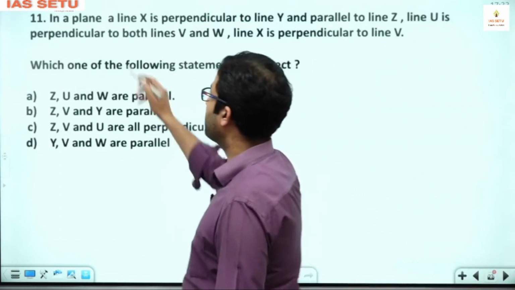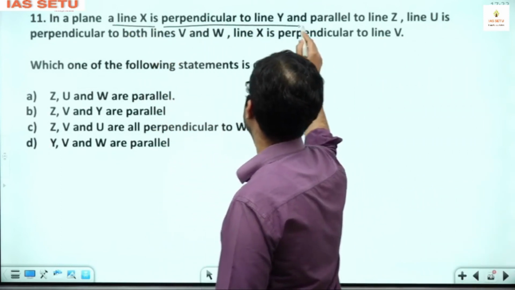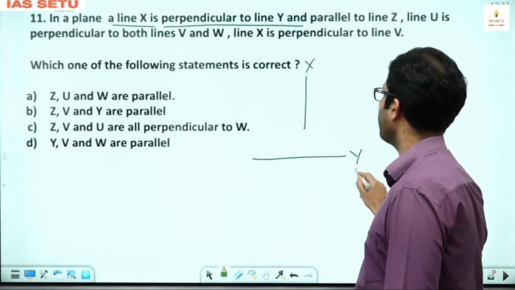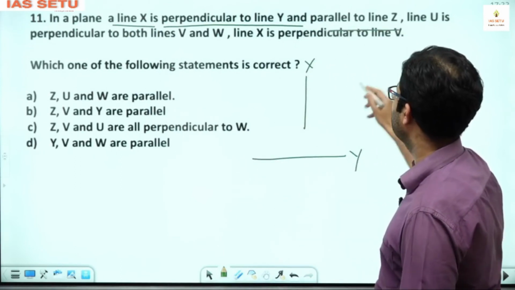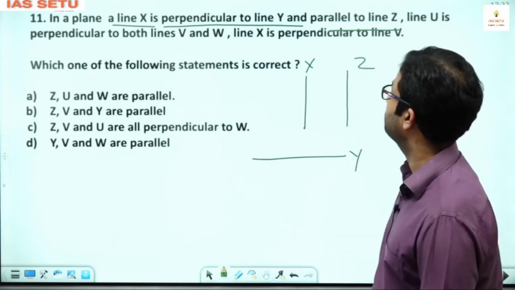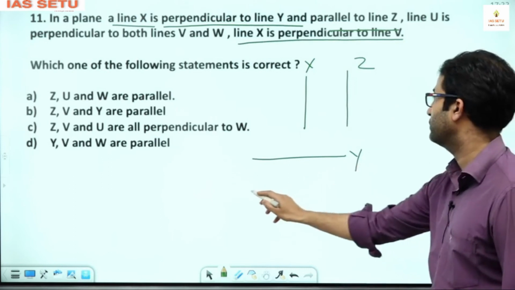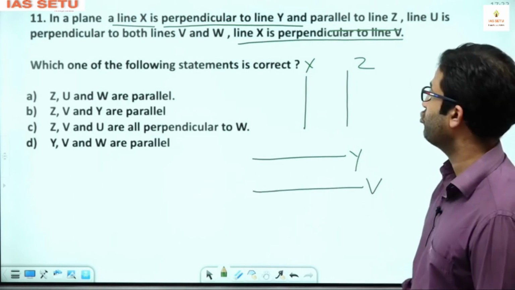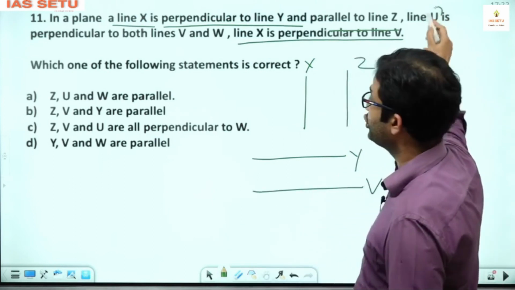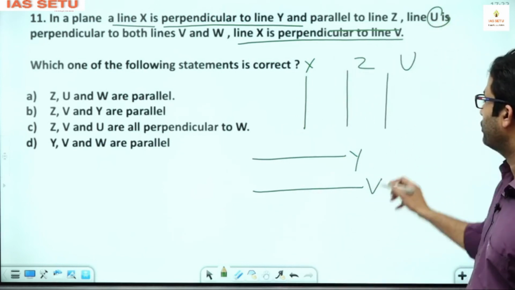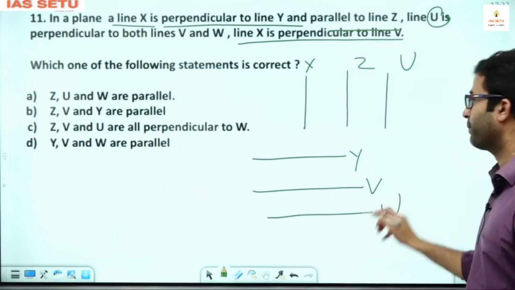Question number 11. In a plane, a line X is perpendicular to line Y. This is X, which is perpendicular to Y and parallel to Z. X is parallel to Z. Then line X is perpendicular to V also. X is perpendicular to V also. This U is perpendicular to both V and W.